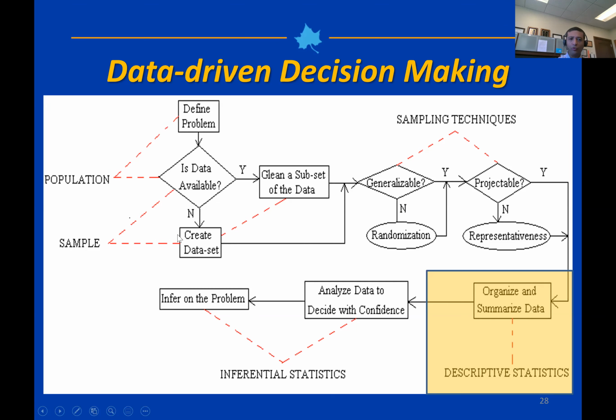If not, you create your own data, and irrespective of whatever data you are choosing, be it from a subset, be it from creating a data, you have to ensure that it's generalizable as well as projectable, which is where randomization and representation is of importance. And once that sample is ready, now you start looking into organizing and summarizing data. This is where the descriptive statistics aspect comes in.